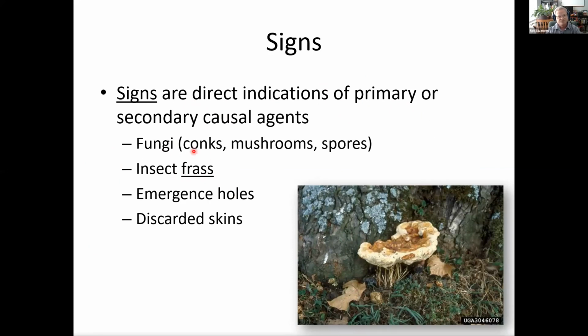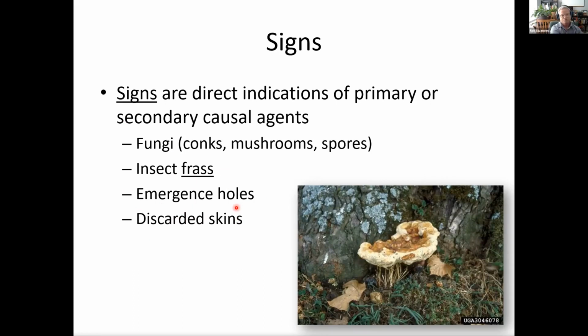Another thing would be frass. So if we saw what looks like sawdust at the base of the tree or cornmeal at the base of the tree, and we look up from that, we see a little hole going in, we can say, oh, there's a borer at play and it's injecting this stuff out. It's a direct sign of the cause. We might see emergence holes. We say, why is that a big deal? Well, if you think about it, the emerald ash borer is a pretty good example.